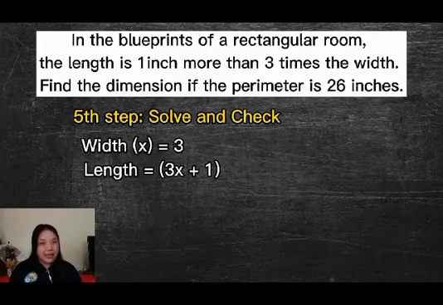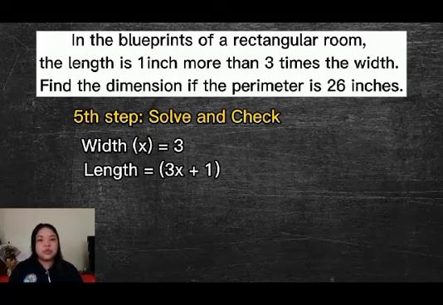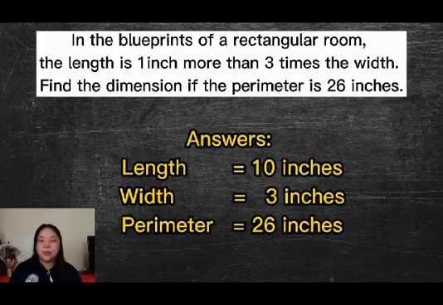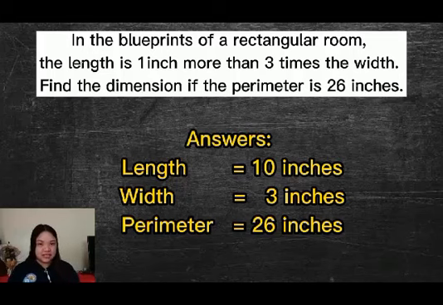Since we already know the x, which is our width, we can find the length, which is 3x plus 1. Let's distribute, and it will become 3 times the quantity of 3 plus 1, and it is equal to 10. Therefore, the length and width of our rectangular room are 10 inches in length and 3 inches in width.